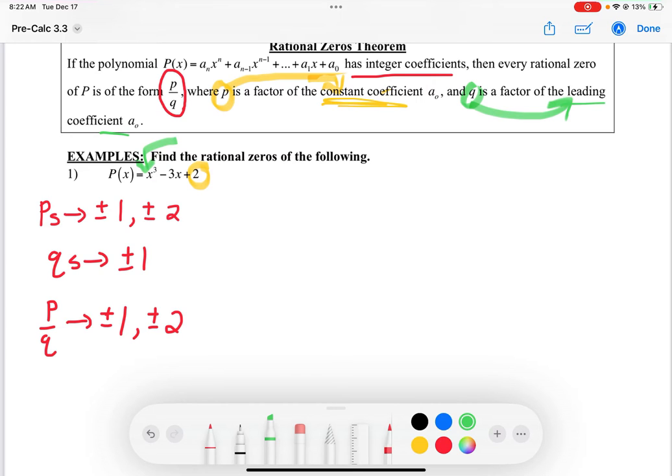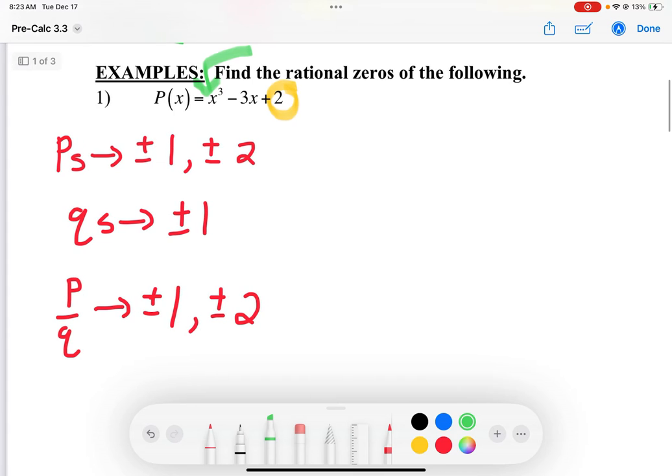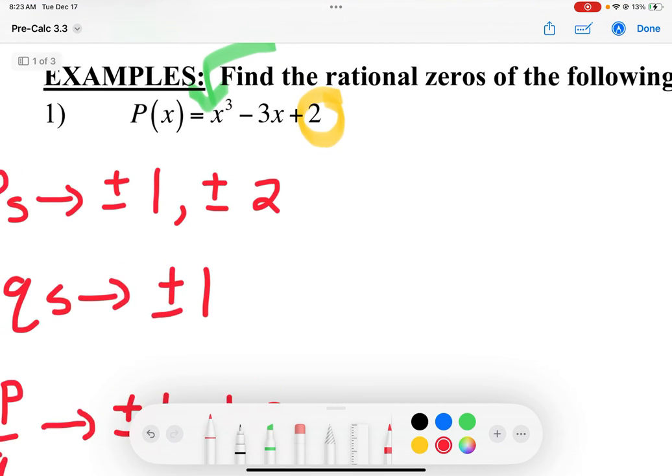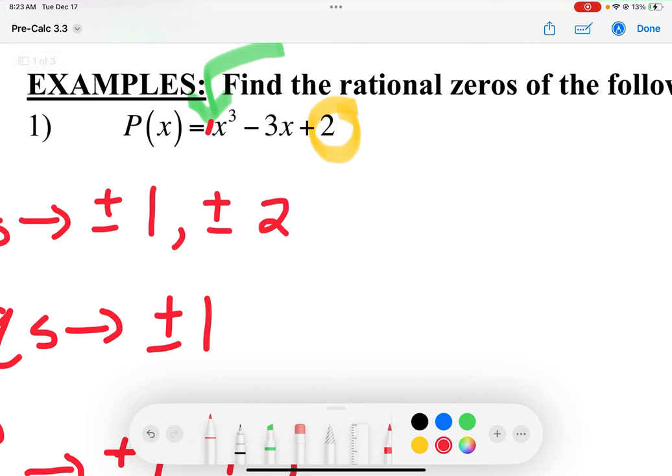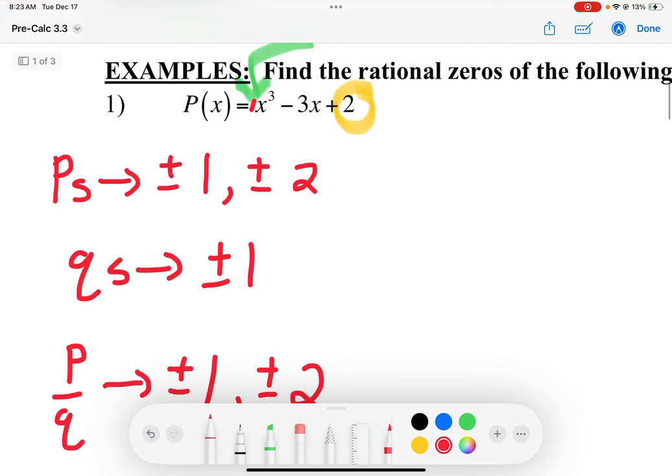So all the factors of 2 are 1 or -1, 2 or -2. That's how we put the plus or minus there. And then the factors for 1, because just a reminder, there is a 1 in front of the x to the third, the only thing you can divide 1 by evenly is 1 or -1. So that's where we get our p's and our q's from: the factors of the constant and the factors of the leading coefficient, and we put plus or minus because it could be positive or negative.